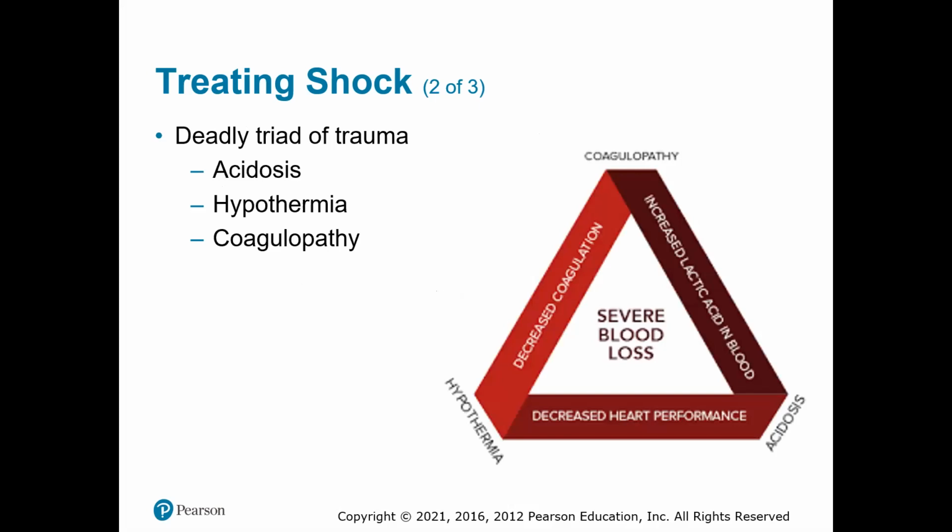So you might hear of the deadly triad of trauma, all right, and severe blood loss. So this is a great little chart, all right. Severe blood loss, as blood is being lost, there's going to be less oxygenation. There's going to be an increase in lactic acid, right? The body becomes acidic, more toxins are being built. The heart can't perform as well. We have hypothermia on board because we've got vessels constricting, and therefore we've got decreased coagulation.